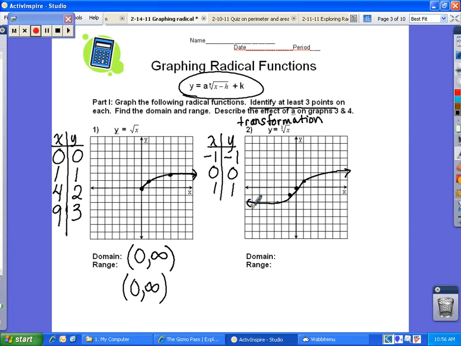And domain, in this case, looking from left to right, is all real numbers, so from -infinity to infinity. And the range, looking up and down the graph, again, that's going to keep going up and keep going down, so it is as well from -infinity to infinity.